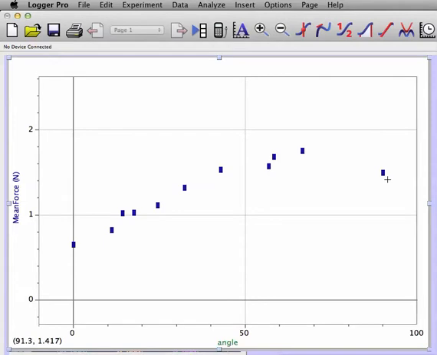Now I'm going to take this one step further. This was not required in the lab, but I do want you to see that we can create, with Logger Pro and in physics in general, more complicated models than we have used before.